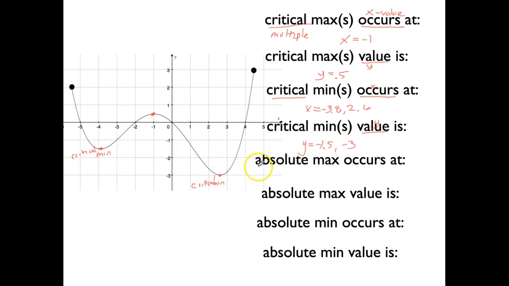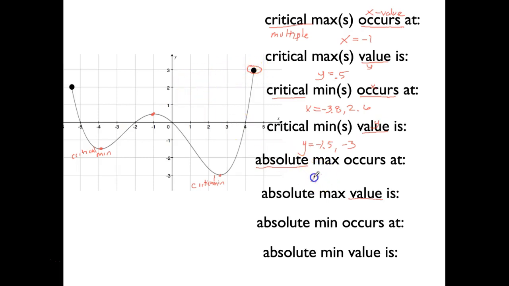Now we're going to go into absolutes, like this is an absolute max. Now remember, it could occur in multiple spots, but there's only going to be one value. Where is the absolute max in this case? Endpoints count when we're doing absolutes. So right here, that's the absolute max. That is the largest y value there is.